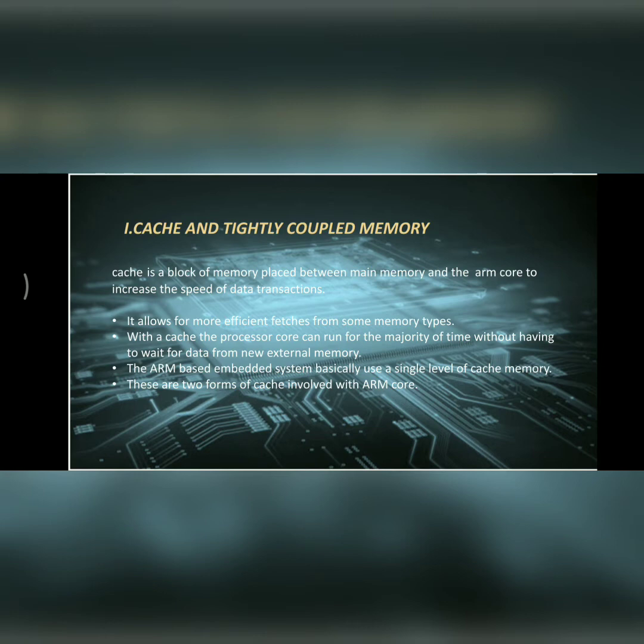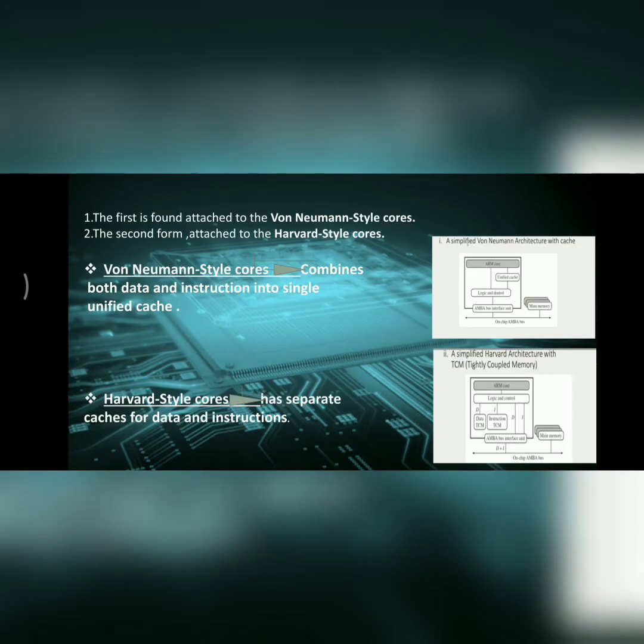An ARM based embedded system basically uses a single level of cache memory. Cache memory is implemented with on-chip memory and control logic. The tightly coupled memory is implemented with on-chip memory and dedicated connections. Tightly coupled memory has a fixed span in the address map. There are two forms of cache involved with the ARM core. The first is found attached to the von Neumann style core, and the second form is attached to the Harvard style core.